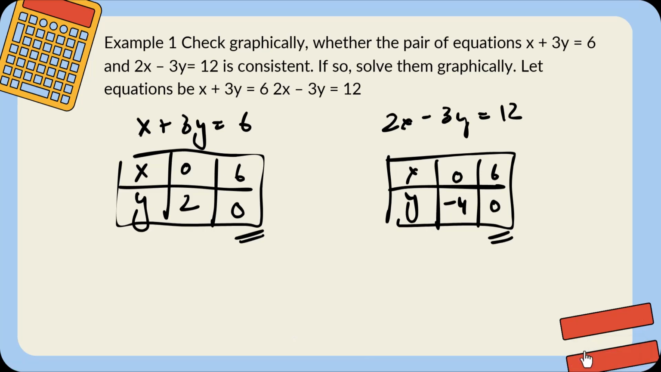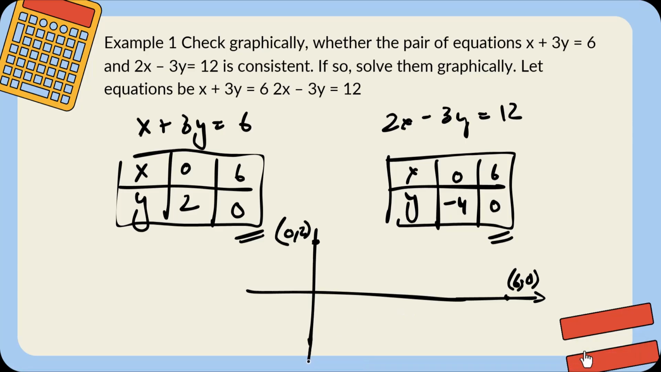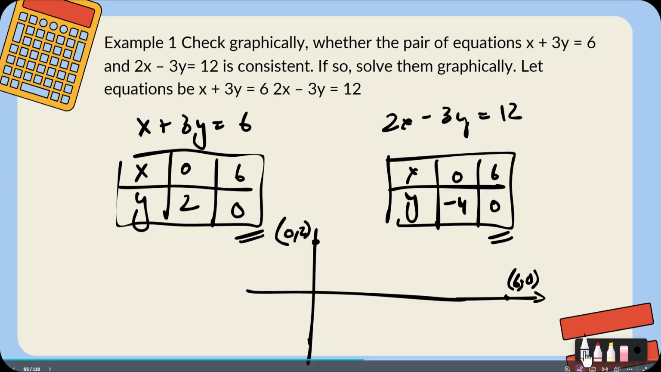You can directly draw the graph. Okay, no problem. I'll just draw a rough graph for all of you to understand. So here we have (0, 2), and (6, 0) is somewhere here, common to both. Now we have -4, so I'll extend it a bit more. This is (0, -4). This is the point. So these values we know.